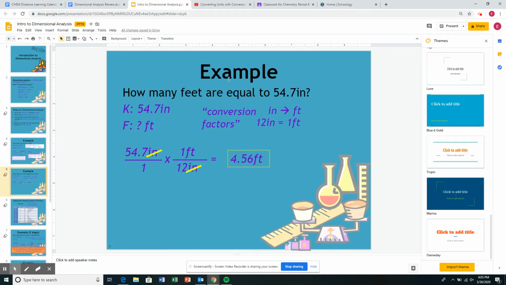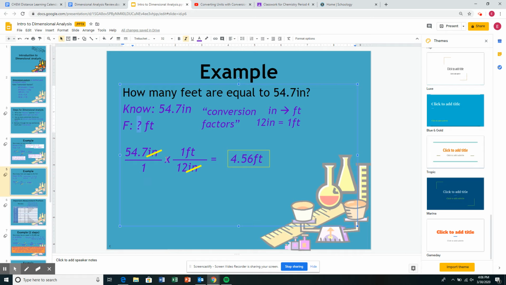Here's another example. How many feet are equal to 54.7 inches? So our known, what we know, is 54.7 inches. Our find is question mark feet. So we want to be able to find how many feet are in 54.7 inches. Our conversion factors are here. There's 12 inches and 1 foot. So we've got 54.7 inches set over the number 1.